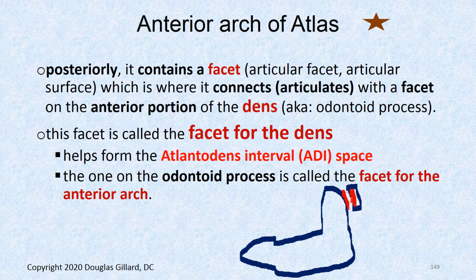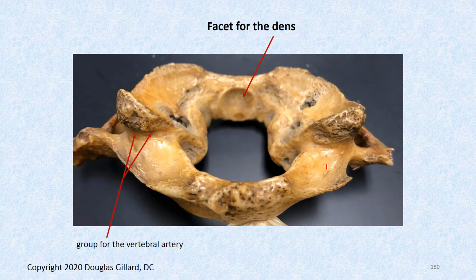These two form a very important joint called the atlanto-dens interval, or the ADI space. When you're taking x-rays, you want to make sure you always look at that ADI space to make sure it's not bigger. It should never be greater than 3 millimeters. With software nowadays, it's really easy to get these measurements.